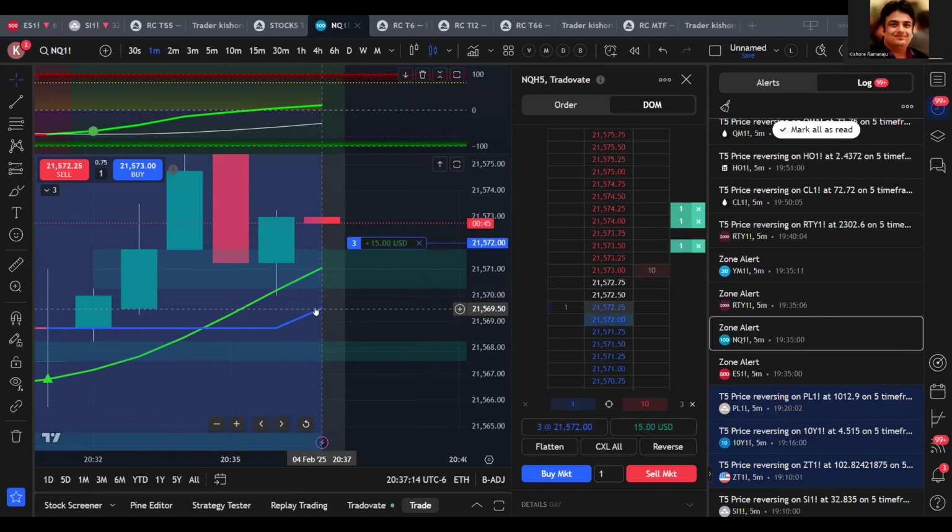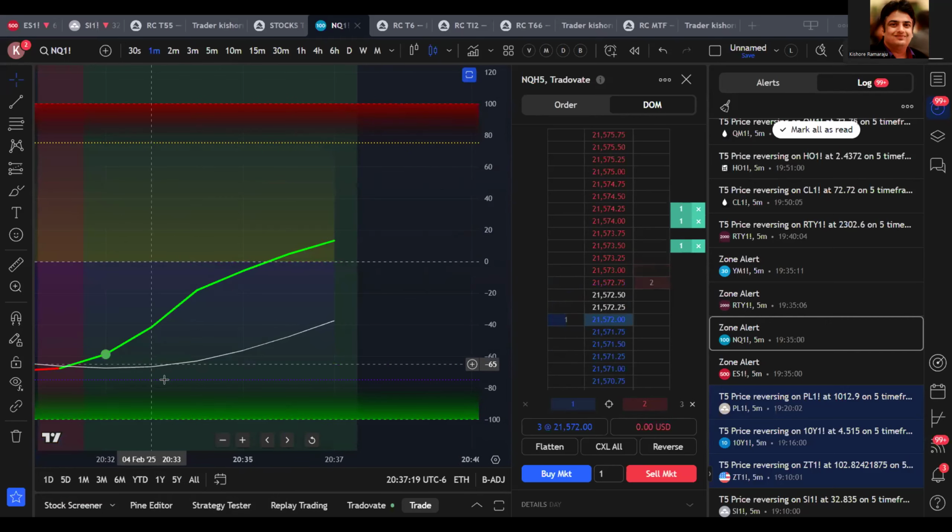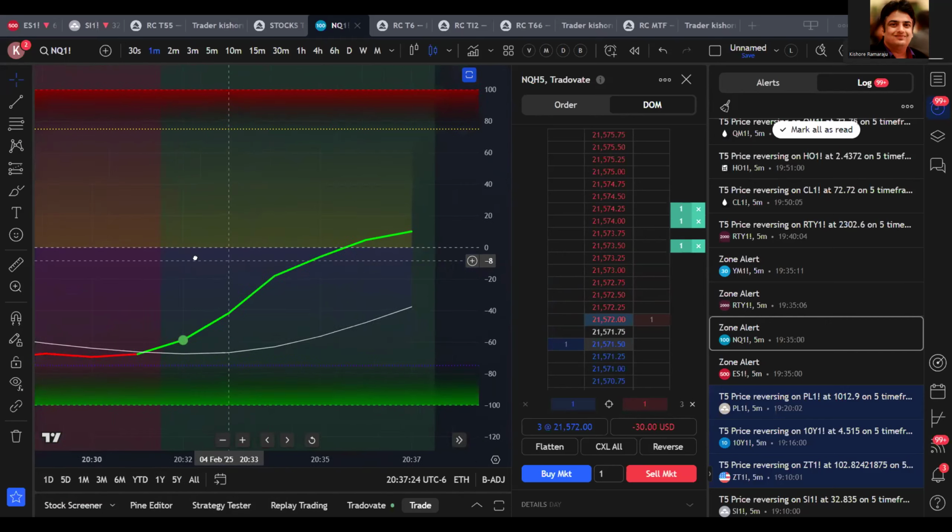So your price pulse is blue, your T5 is green. You see a nice gap here, right? There is a lot of gap between these two lines. That means buyers took the full control.